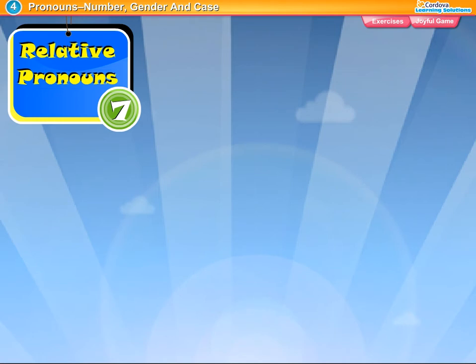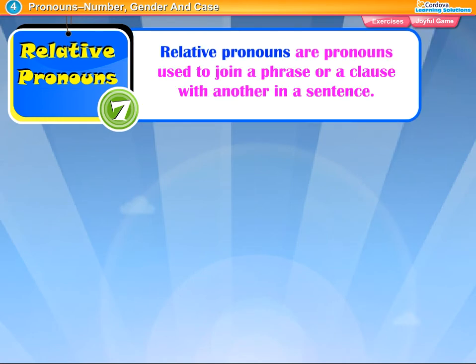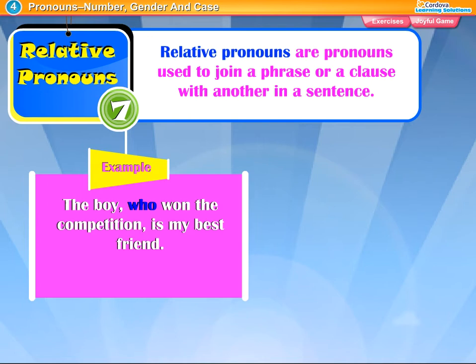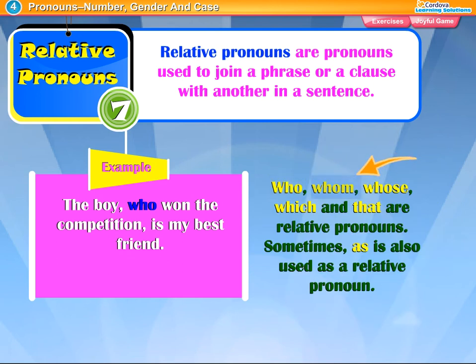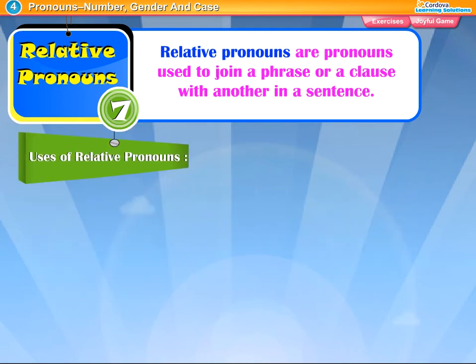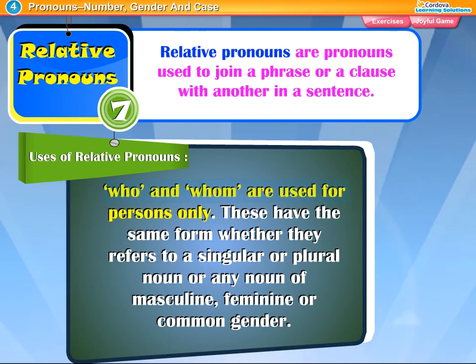Relative pronouns. Relative pronouns are pronouns used to join a phrase or a clause with another in a sentence. Example, the boy who won the competition is my best friend. Who, whom, whose, which, and that are relative pronouns. Sometimes as is also used as a relative pronoun. Uses of relative pronouns. Who and whom are used for persons only.